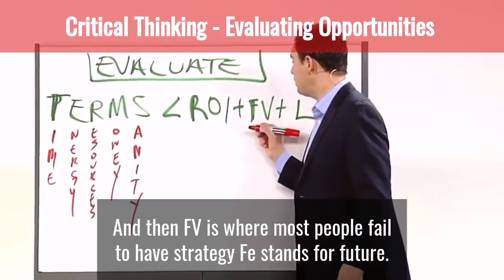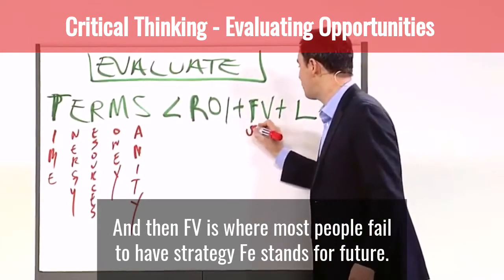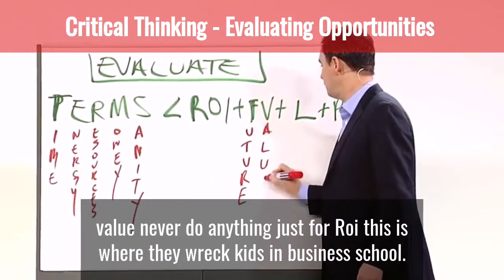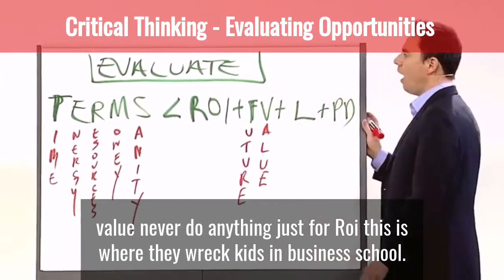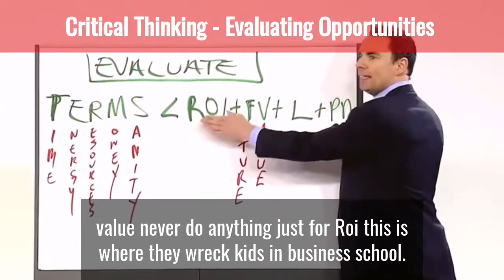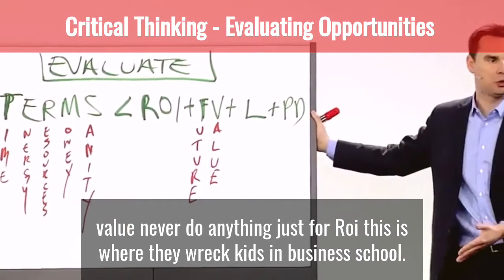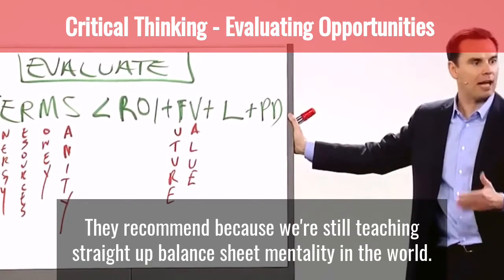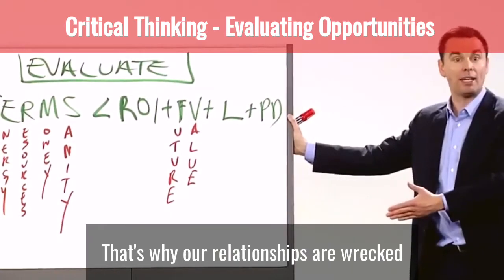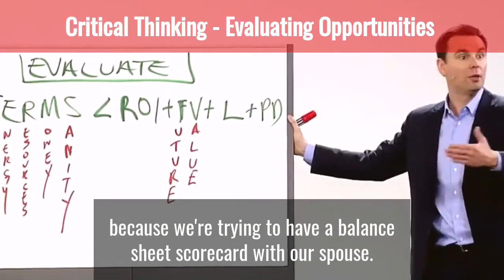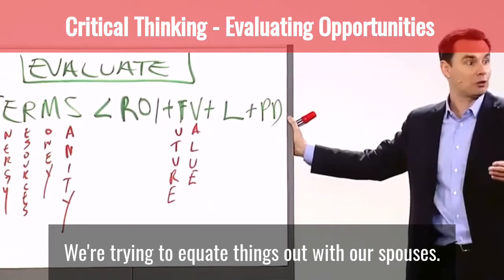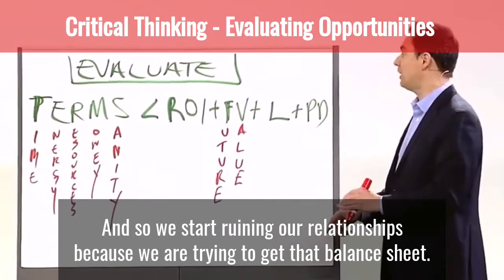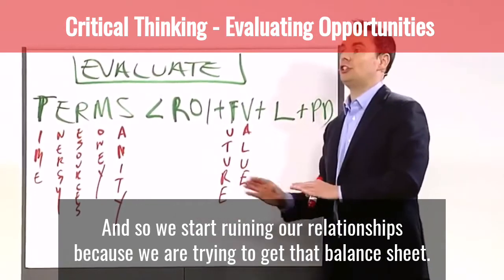And then FV is where most people fail to have strategy. FV stands for future value. Never do anything just for ROI. This is where they wreck kids in business school. They wreck them because we're still teaching straight up balance sheet mentality in the world. That's why our relationships are wrecked, because we're trying to have a balance sheet scorecard with our spouse. We're trying to equate things out with our spouses. How's that working for you? And so we start ruining our relationships because we are trying to get that balance sheet just even.